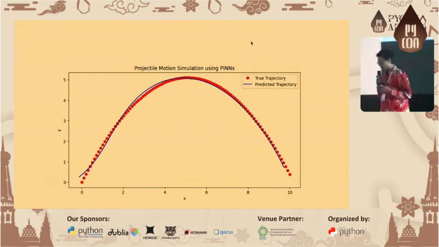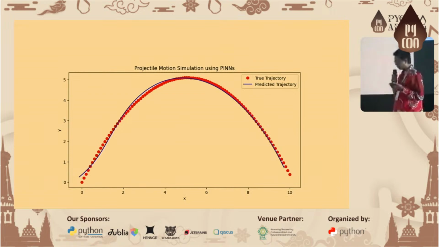Here I want to give you an example or an overview of how to utilize Python, especially for physics problems. For example, there is PINNs, or we call it Physics-Informed Neural Networks.